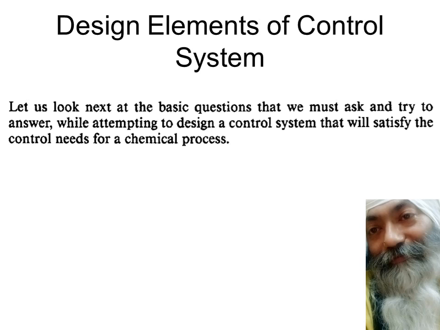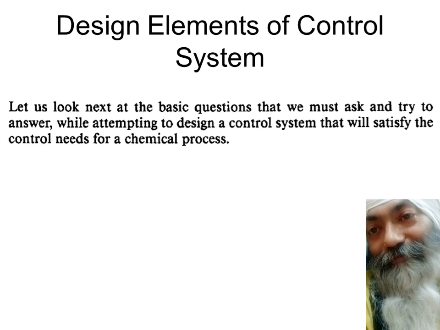We move on further. Once we know the process, the input variables, the output variables, disturbances, and manipulated variables, we now come to the design element of control systems. So we have a system and we want to control it, and we have had enough deliberations on why we need to control the process. Now we come to how to control the process, a chemical plant, for example.